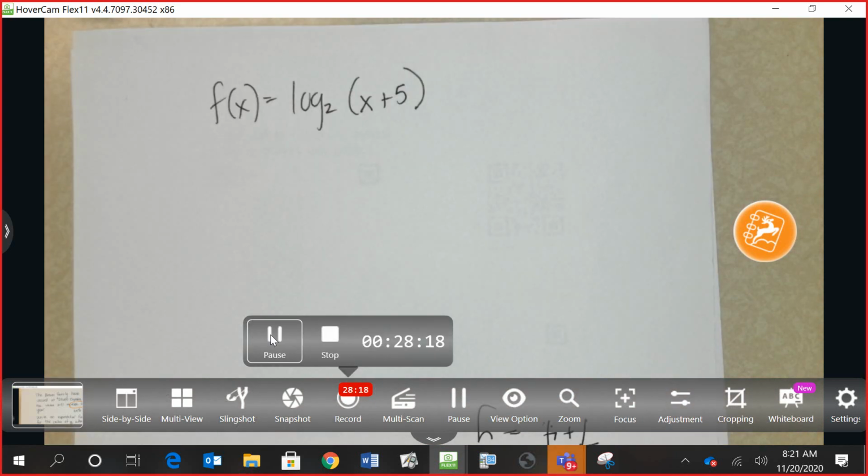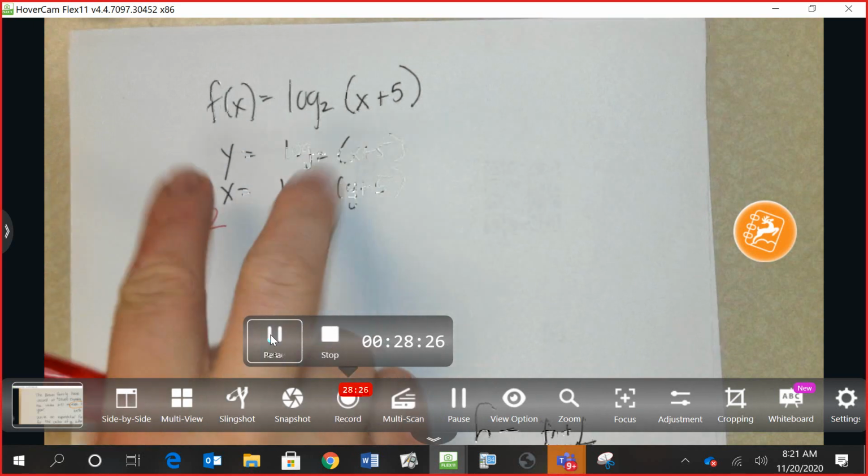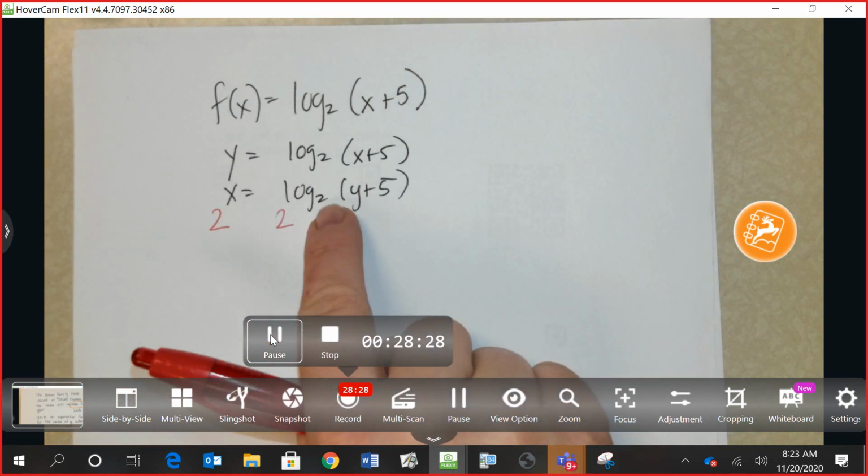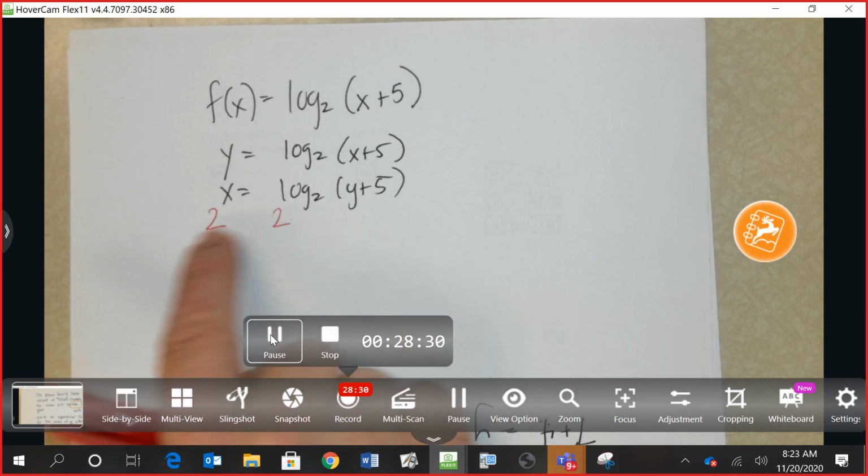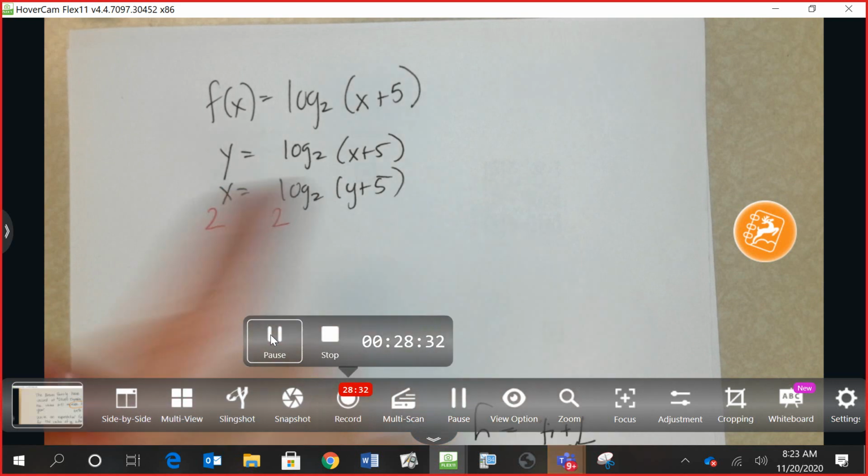Final opportunity, please find the inverse of this function. Press pause, do the work. Rewrite the f of x as a y, switch the x and y. Now I take whatever this base is and write it as the base on both sides. It becomes the exponent and the exponent.